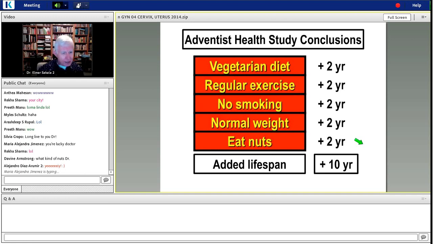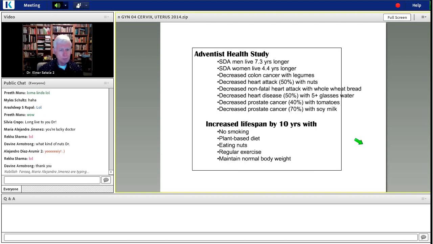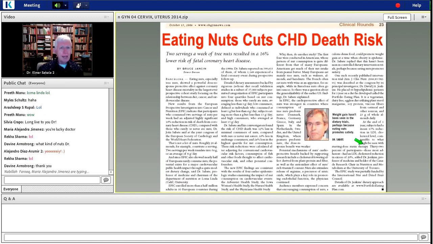The kind of nuts is the tree nuts. Peanuts are not true nuts. They are nuts which grow on trees as a result of the blossoms, which become a true nut. Okay. Anyway, eating nuts cuts coronary heart disease risk.